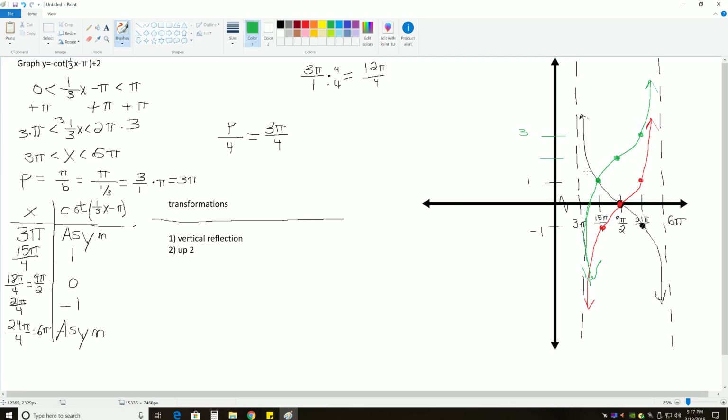This is one period of cotangent. It lies between these two vertical asymptotes, and if we wanted to sketch any more periods, all we would have to do is travel a distance of 3 pi and then re-sketch the graph.